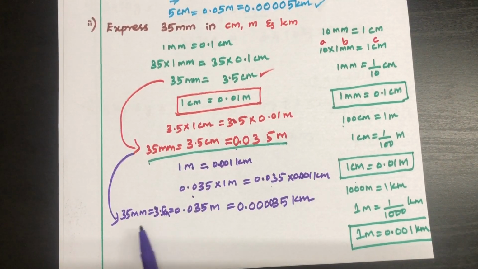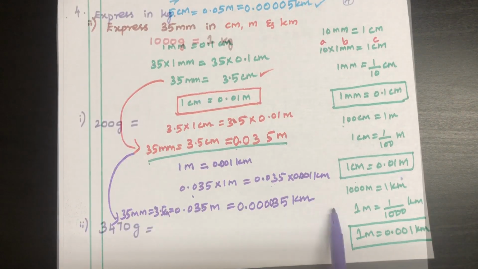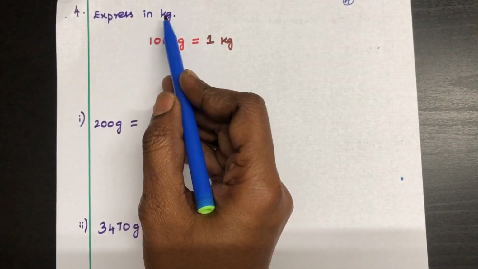35 mm is converted into 3.5 centimeter. This centimeter is converted into 0.035 meter. Again, it is converted into 0.000035 kilometer.